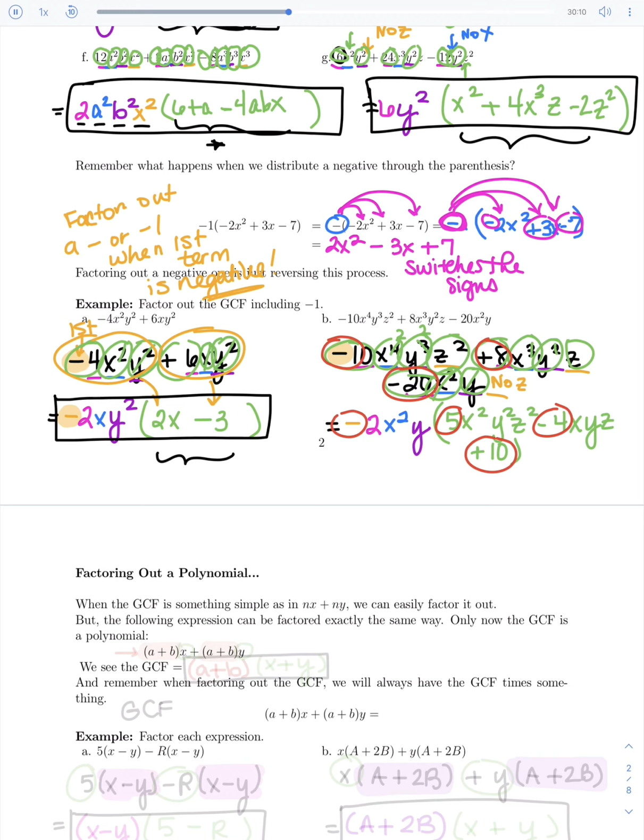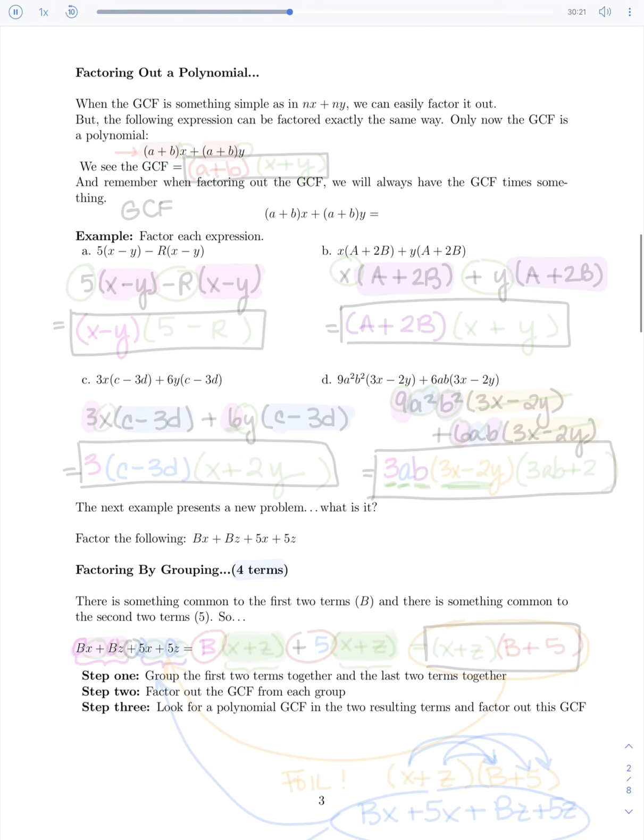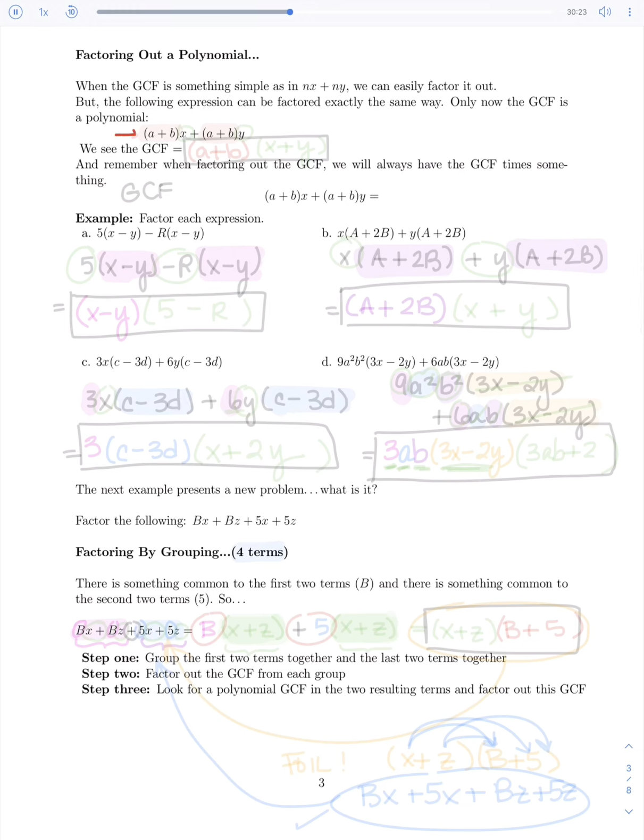Now with this next part, we're still going to be factoring out a GCF. It's just the GCF looks a little bit more complicated. So let's take a look at this first example. In this first example here, we've got an a plus b times x and an a plus b times y. So their common factor, what they have in common, is that they both have a matching a plus b.